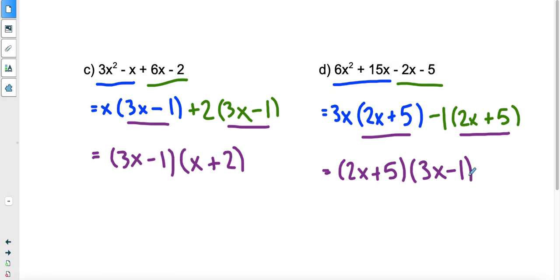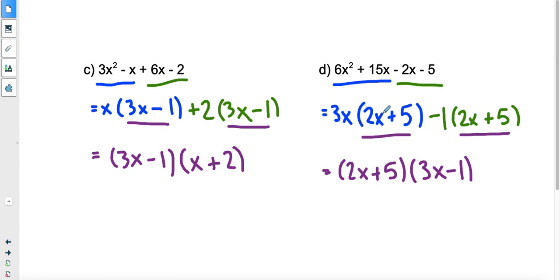And by the way, one way you can check your answer is by expanding it out. So if you're not sure if your answer is correct, you can always expand it out to check that it gives you the right answer.